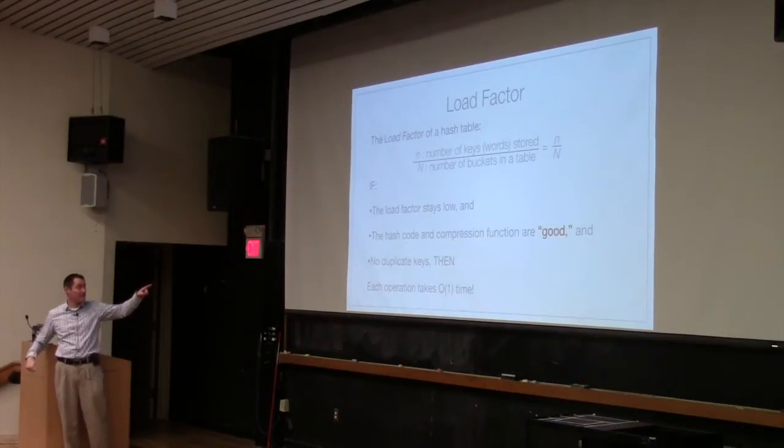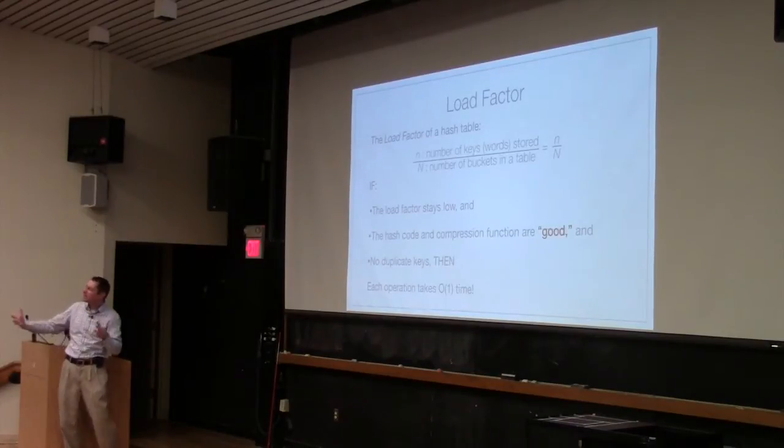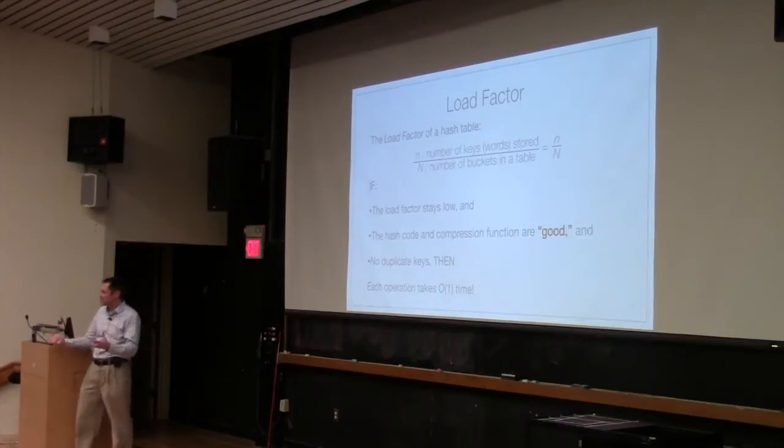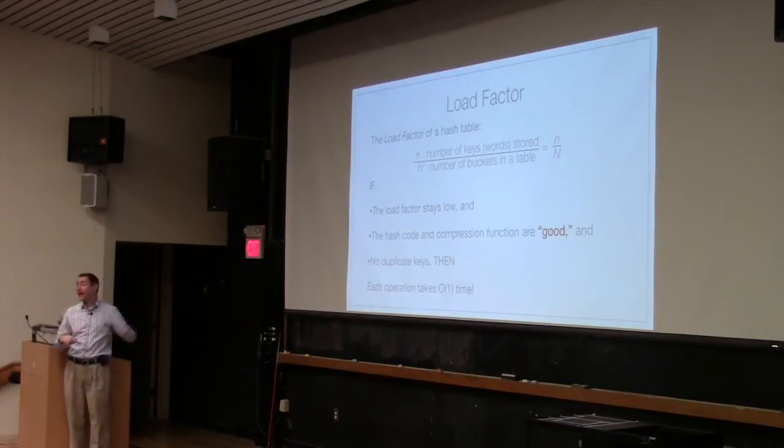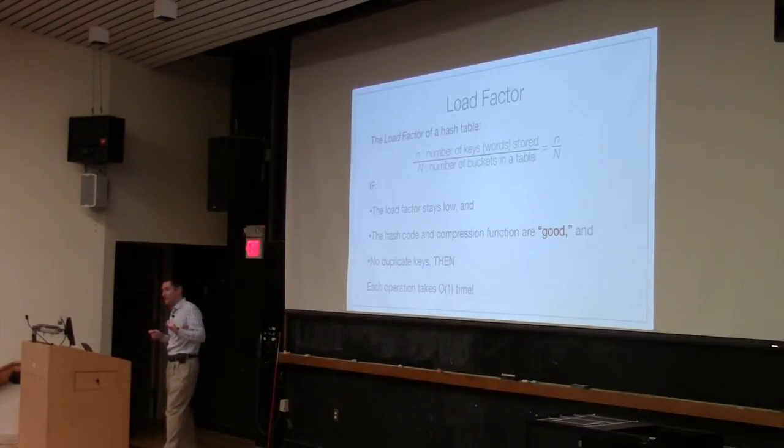But if you have a good hash function, you don't have duplicate keys. In other words, there's none of this duplicate key business. Now, we're not talking about collisions, we're just saying the same key, trying to put it in the hash table twice. Then you will get this constant behavior, which is exactly what we want in a hash table. Okay, so that's the bottom line with hash tables.